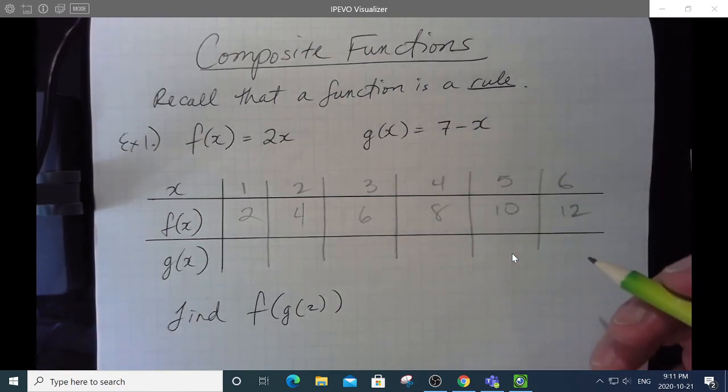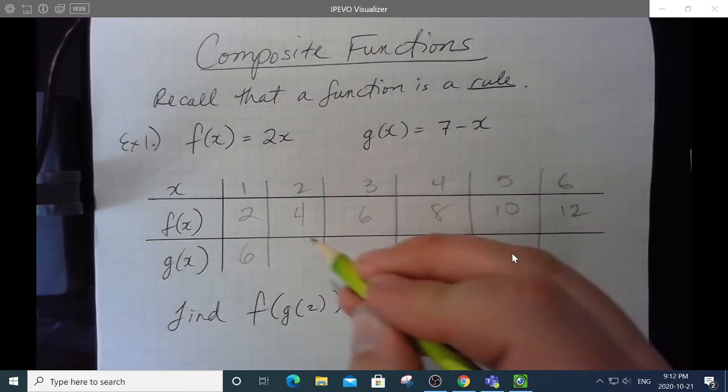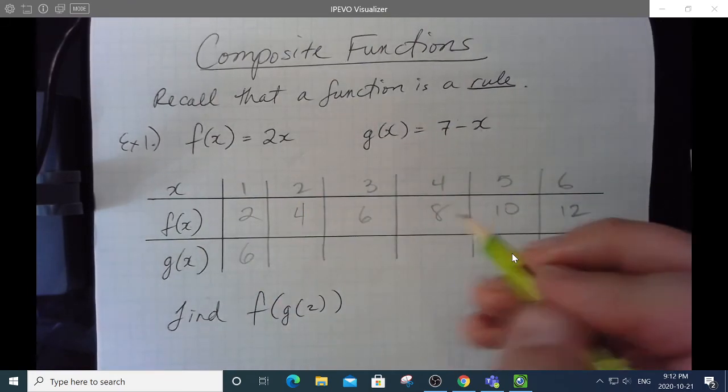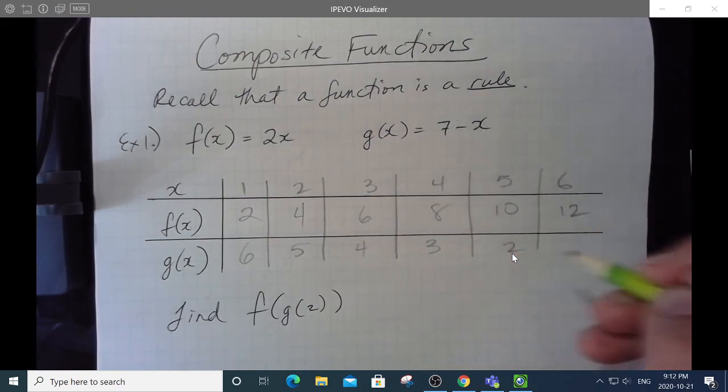Now what about my other function? What happens when you plug in 1 to this function? 7 minus 1, well, that's 6. 7 minus 2, okay, that's 5. And once again, I think you see the pattern.